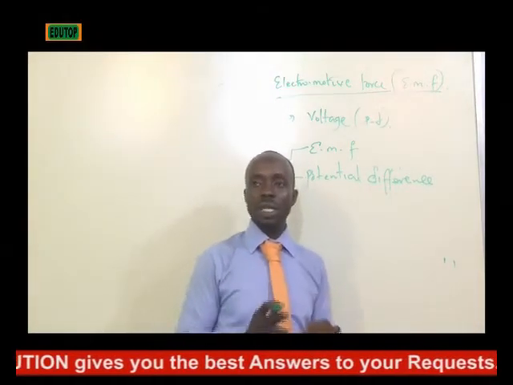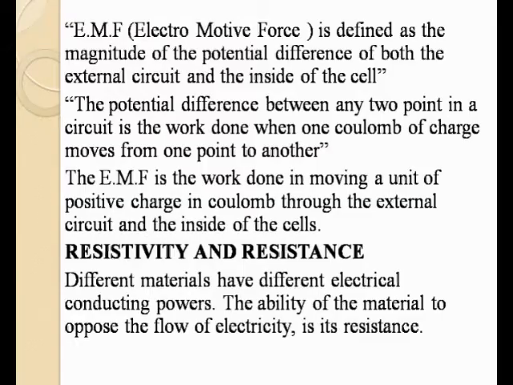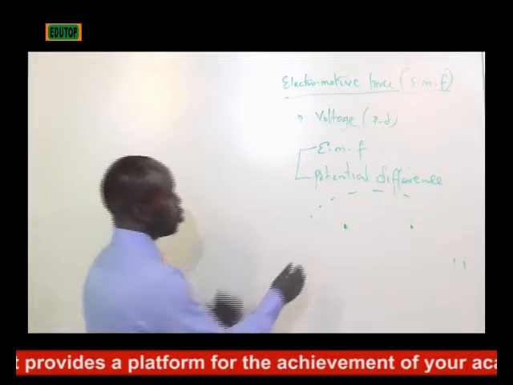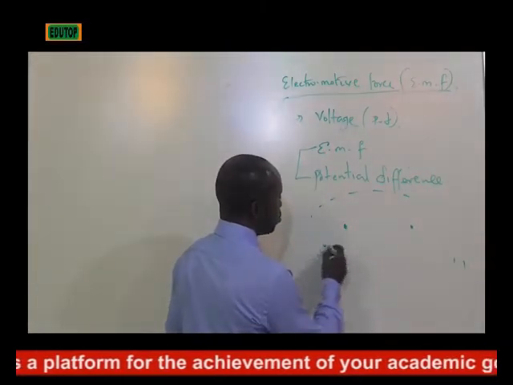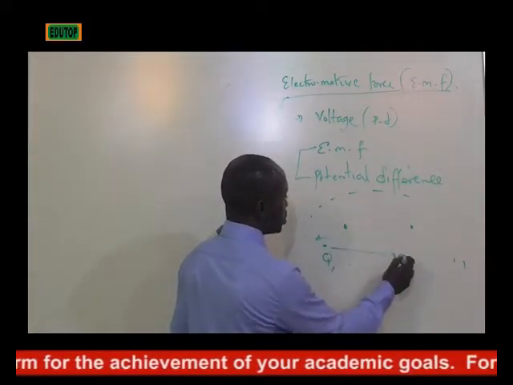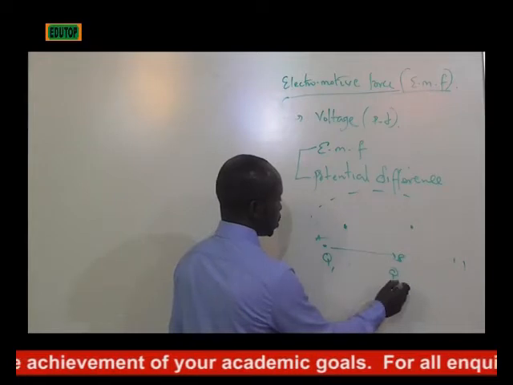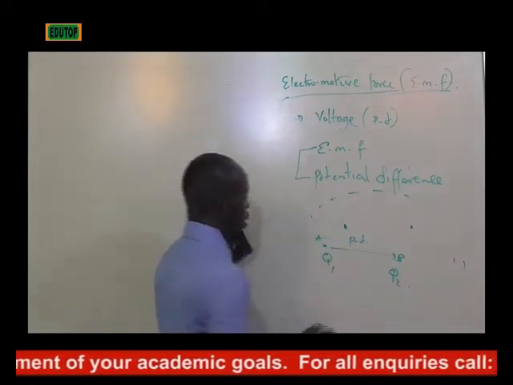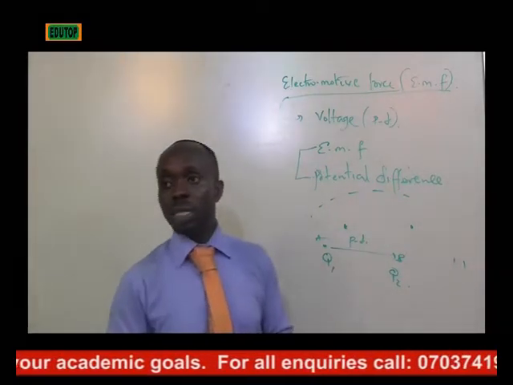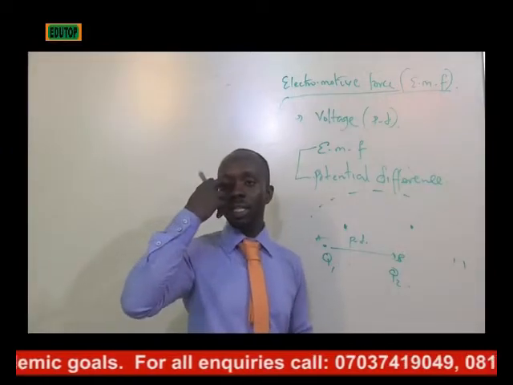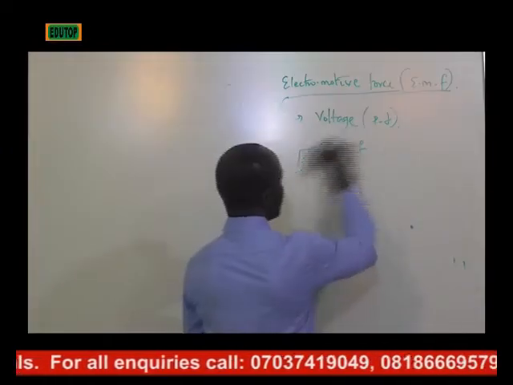This is the definition. The potential difference between any two points in the circuit is the work done when one coulomb of charge moves from one point to another. You understand? One coulomb of charge moves from point A to point B. So from there you get your potential difference. Now if you proceed, let's see the relationship between potential difference and your EMF.